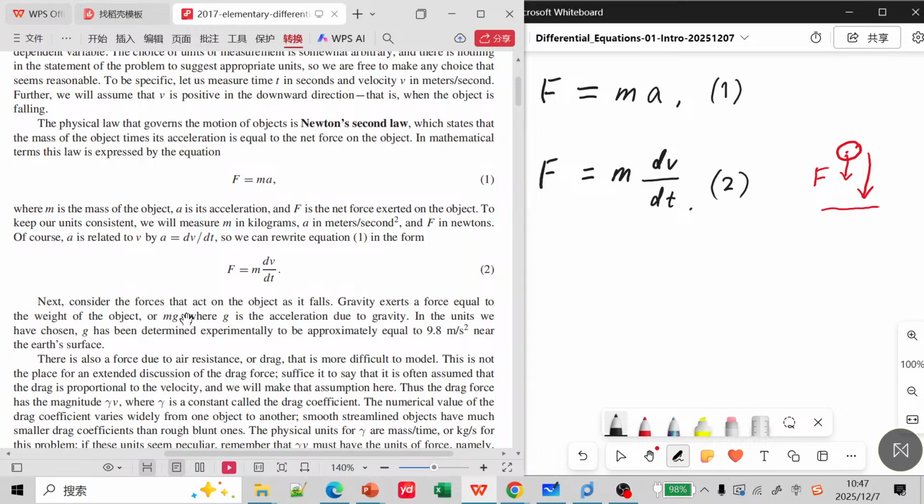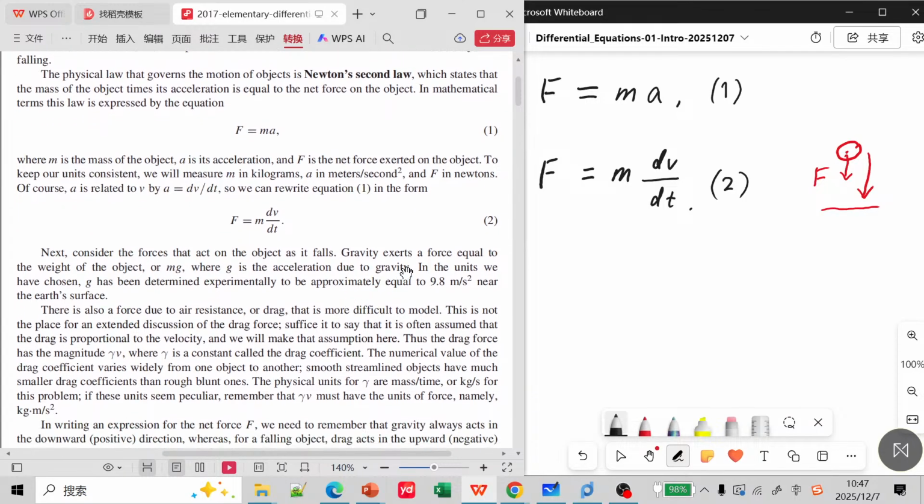Next, consider the forces that act on the object. Gravity exerts a force equal to the weight of the object, or m times g, where g is the acceleration due to gravity. In the units we have chosen, g has been determined experimentally to be approximately equal to 9.8 meters per second squared near the Earth's surface.